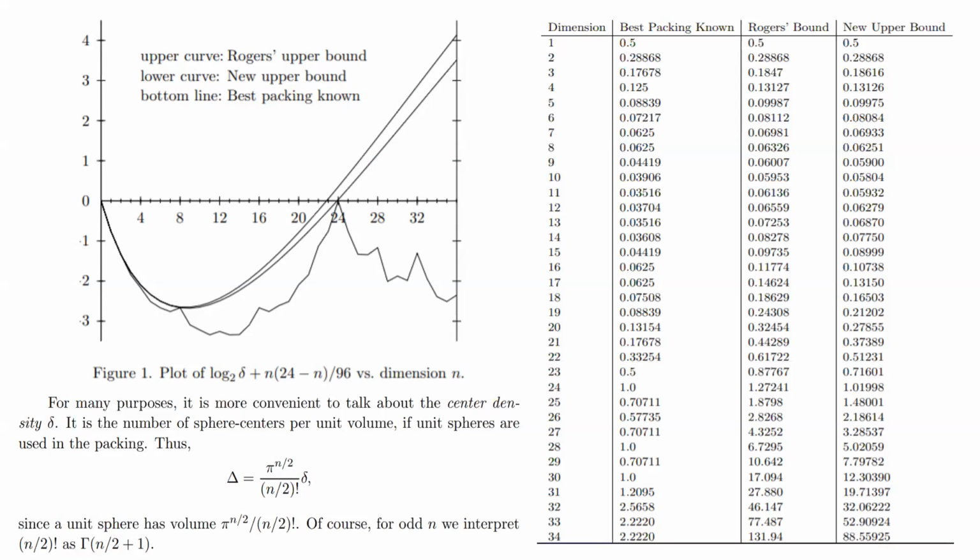And one of the questions is always just trying to get a sense of, well, how much of a difference is there between these different curves? When you look at it, it doesn't look like there's that much of a difference between the two curves initially. But when you look at the data table on the right, you can actually see that there really is more of a sizable difference between the two. And if you look at the formula that's going on, the plot of the log base 2 of delta plus n 24 minus n over 96 versus the dimension.